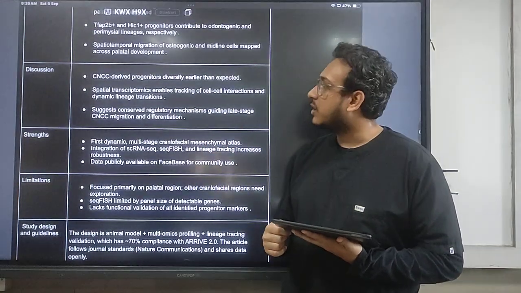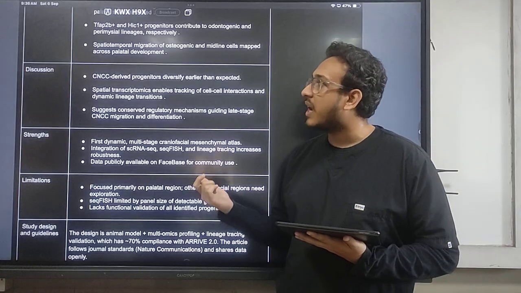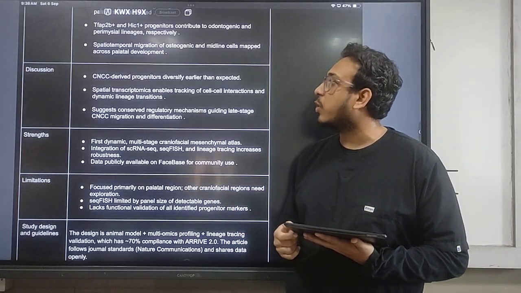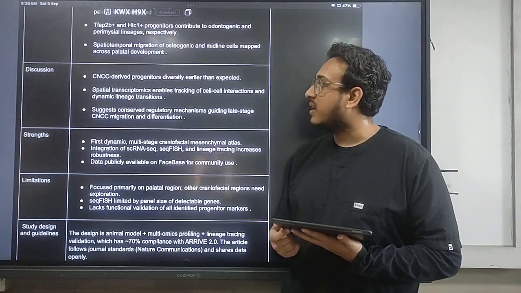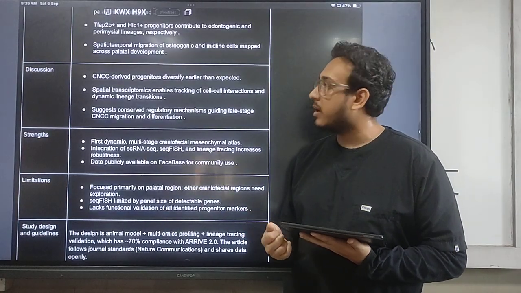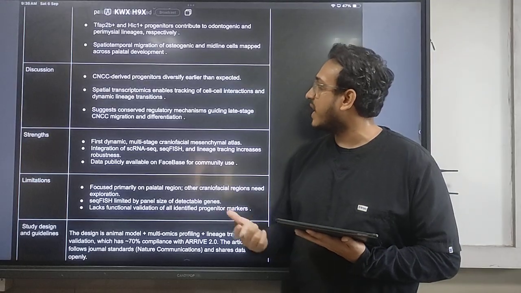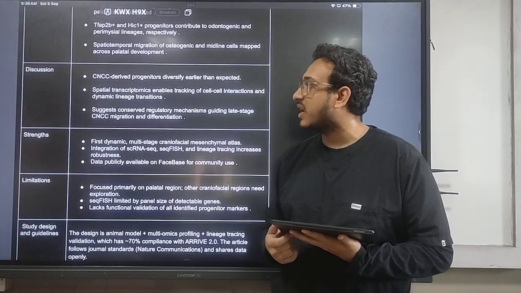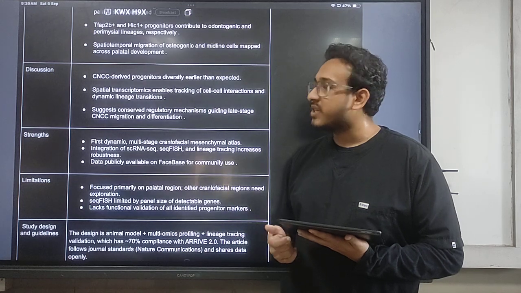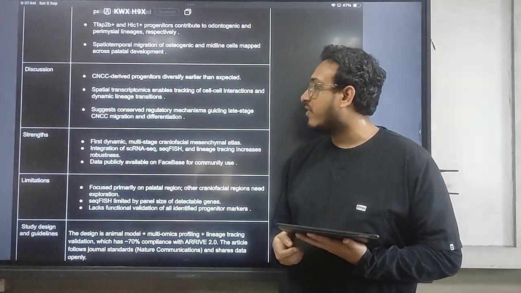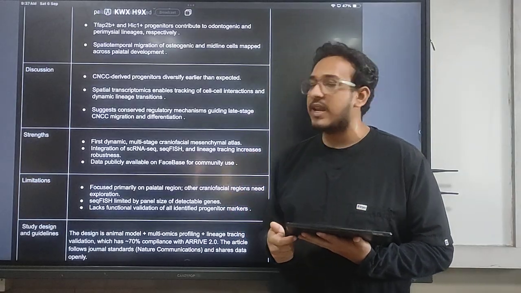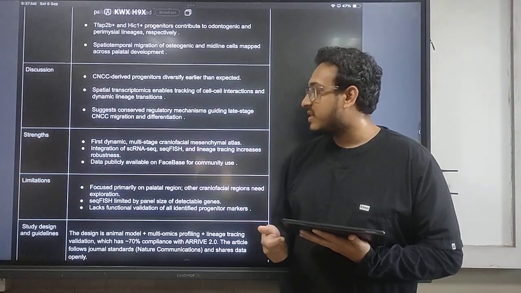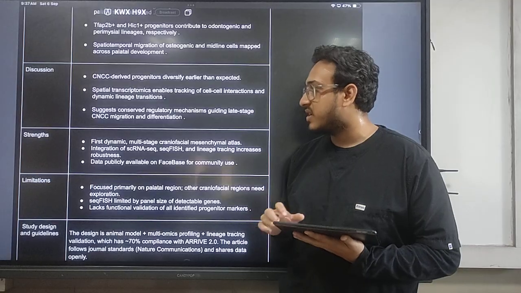Coming to the discussion, the CNCC, that is cranial neural crest cell, derived progenitors diversify earlier than expected, and spatial transcriptomics enabled tracking of cell-to-cell interaction and dynamic lineage transitions. It also suggests that a conserved regulatory mechanism guides the late stage of CNCC migration and differentiation.